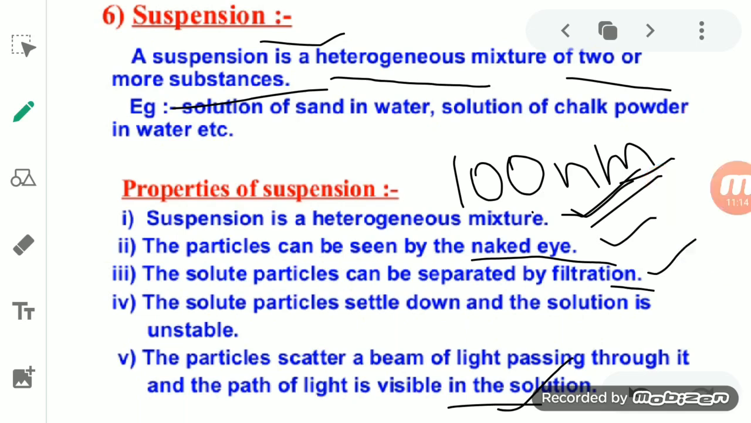So these are the different properties of suspension.